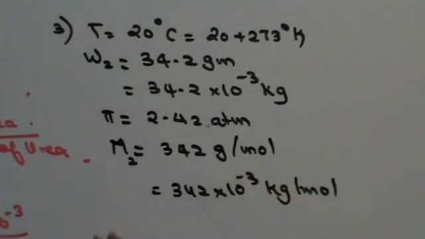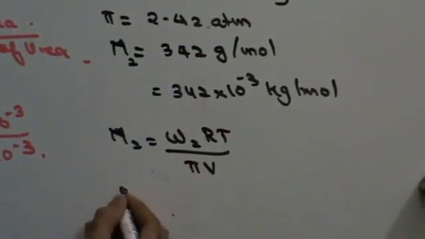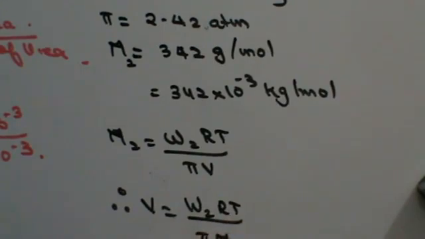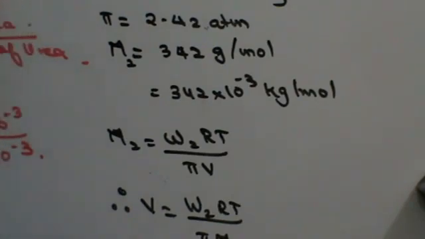You still use the same formula. I can say that M2 is W2RT upon pi V. They've asked you to find out V. Therefore, I can say V is W2RT upon pi M2. Right? When you solve this, you should get this answer as 0.9945 liters. Next, let's see the next one, guys.